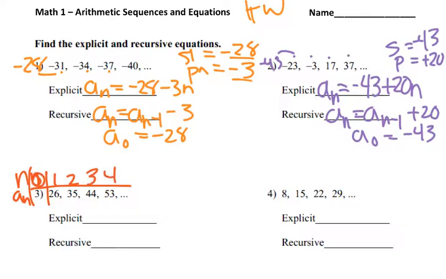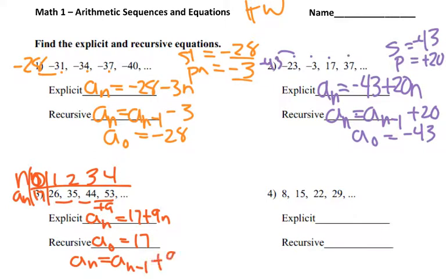3, 4. Okay, and if we figure out our pattern, we're growing by 26 to 35 to 44 to 53. Looks like we're adding 9. Going backwards, that would be 17. So a sub n equals 17 plus 9 times n. And if we're doing recursive, we could even start and go a sub 0 equals 17. Then a sub n equals a sub n minus 1 plus 9.